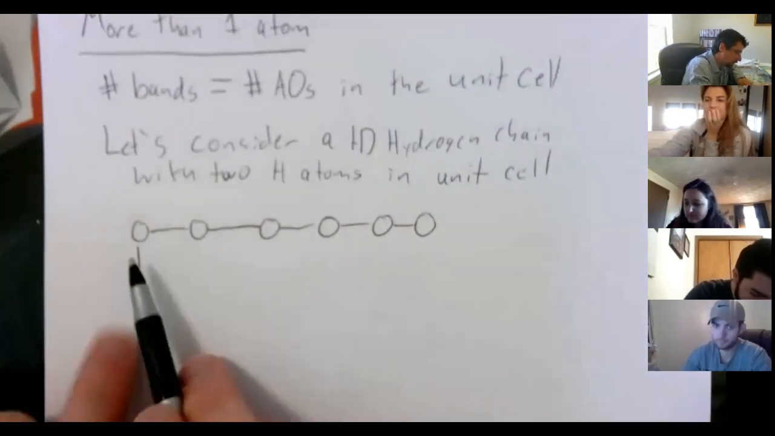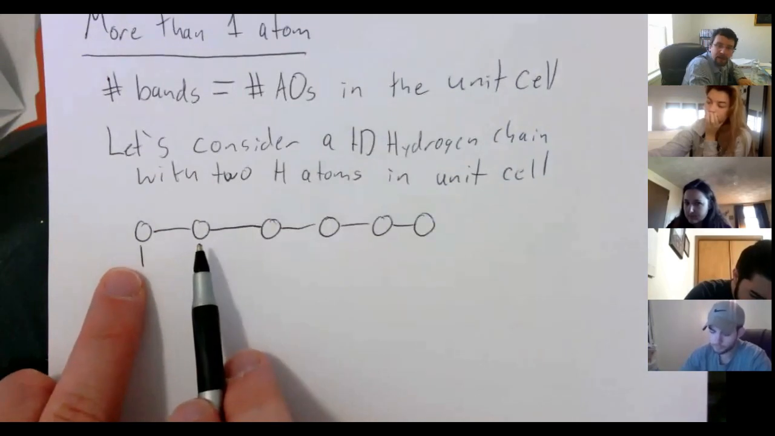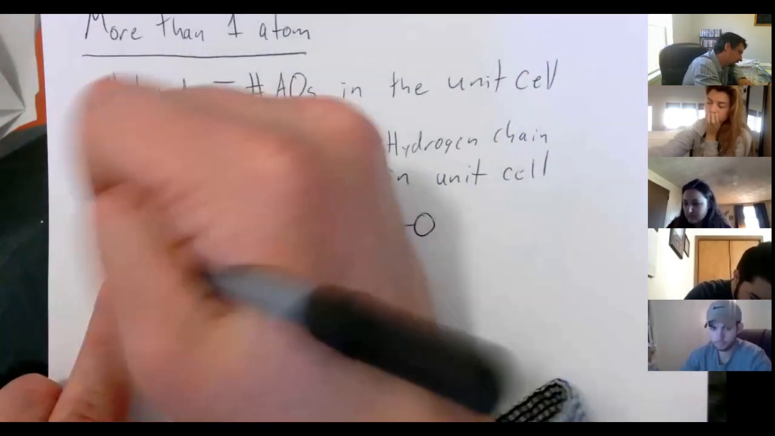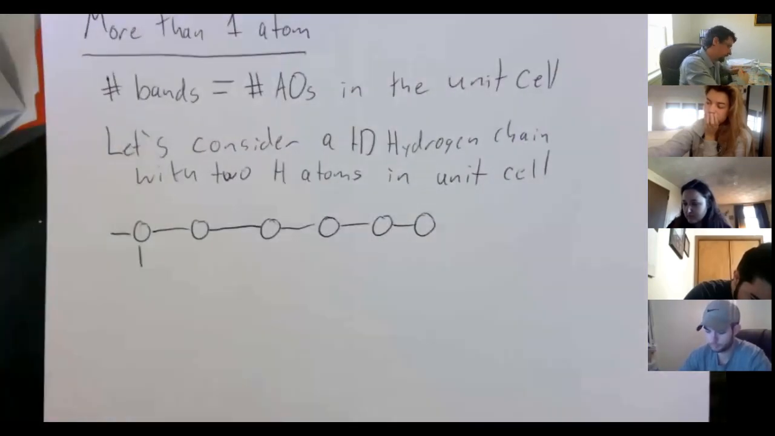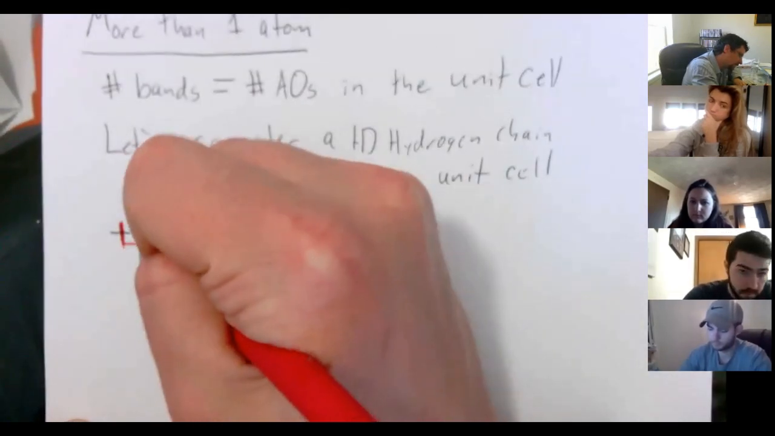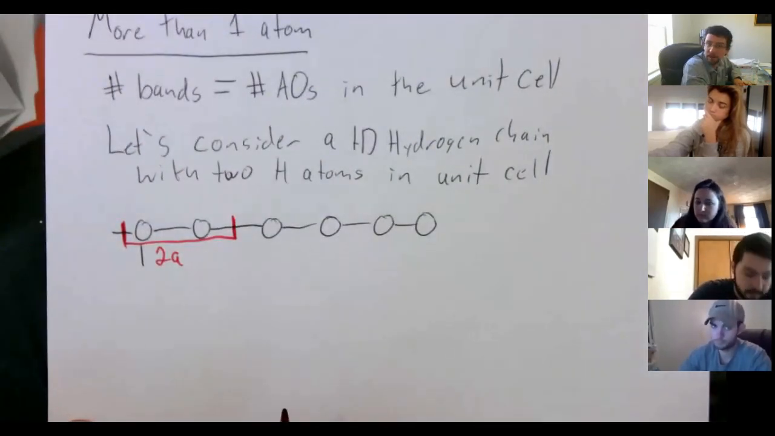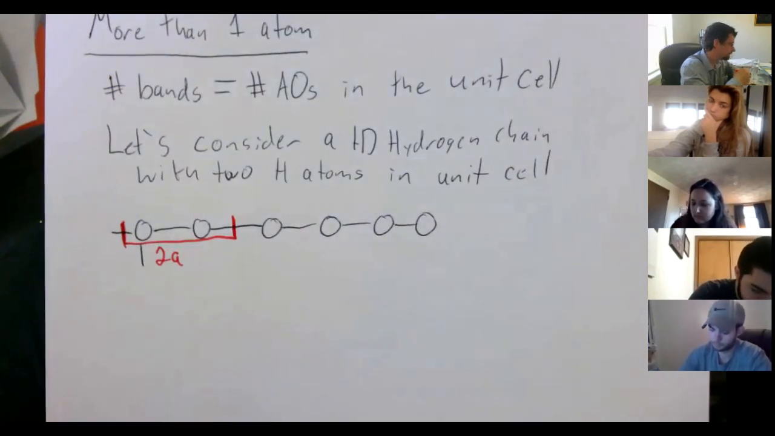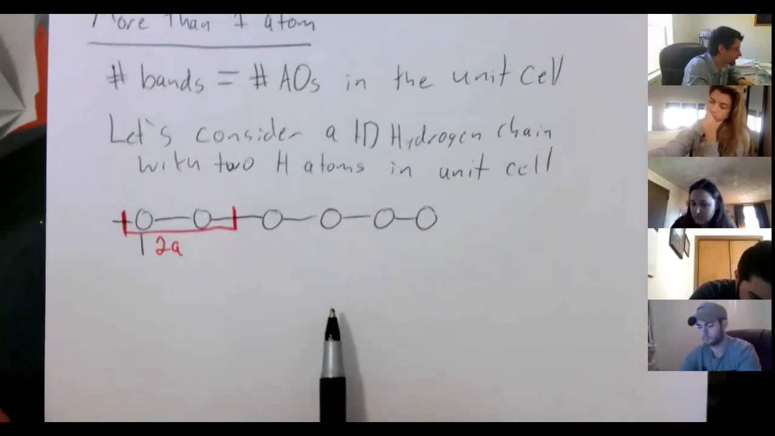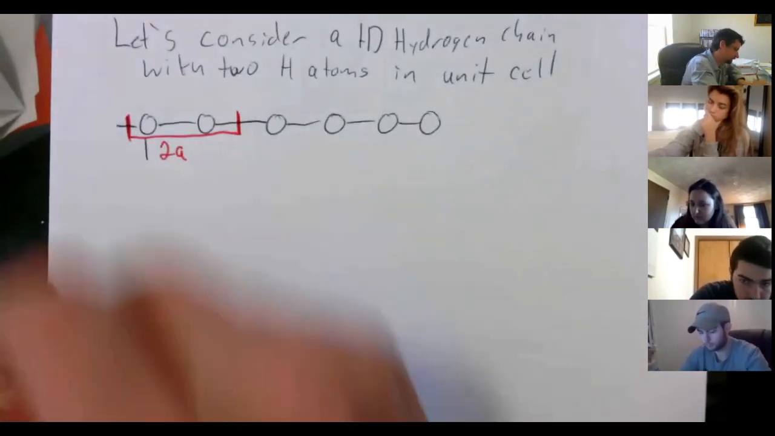Okay, last time we would go from point to point like that, and we would say that there was A in there. This time we're going to go from here to here, and we're going to say that's 2 times the distance, 2A. Okay. So let's start looking at our Bloch functions.